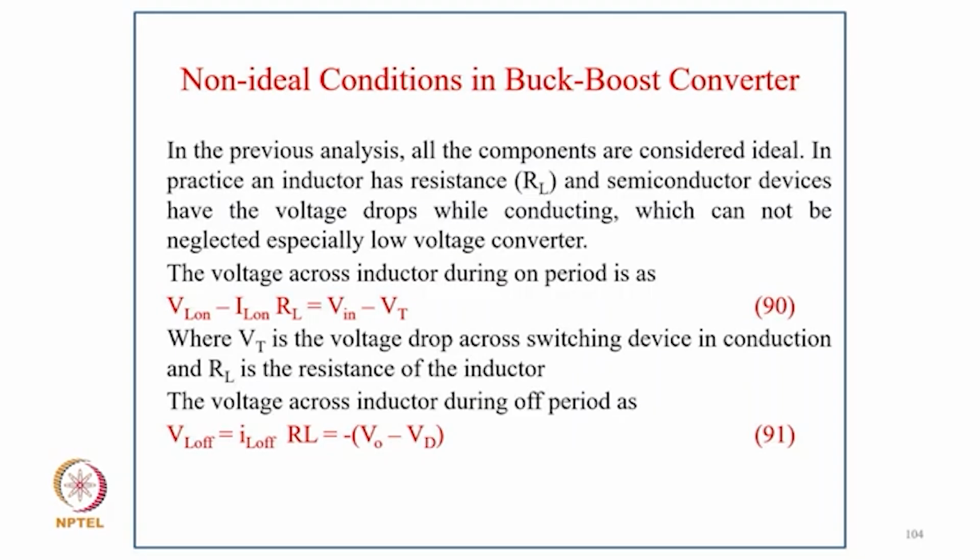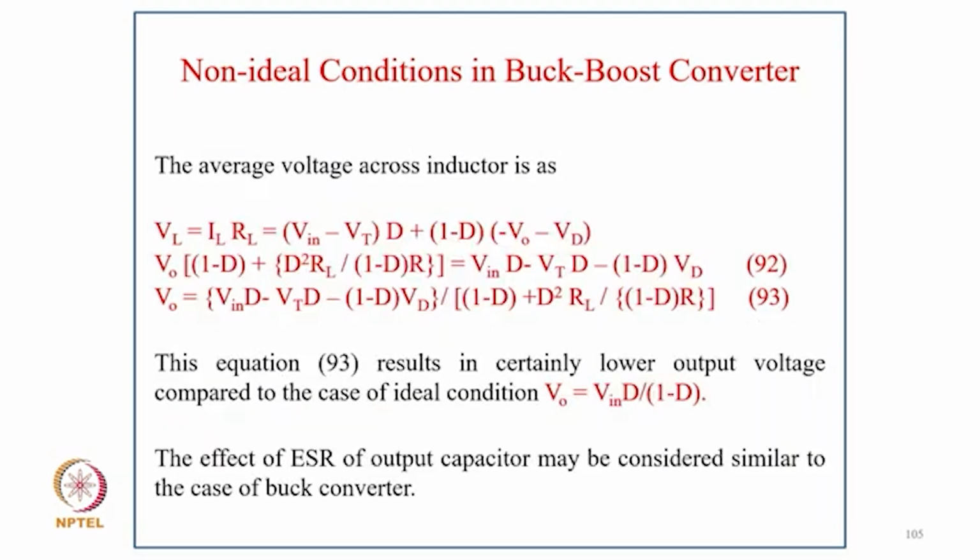So the voltage across the inductor during the on period is VL(on) = Vin − VT − IL·RL, where VT is the voltage across the switching device in conduction, and RL is the resistance of the inductor. The voltage across the inductor during the off period is VL(off) = −VO − VD − IL·RL.